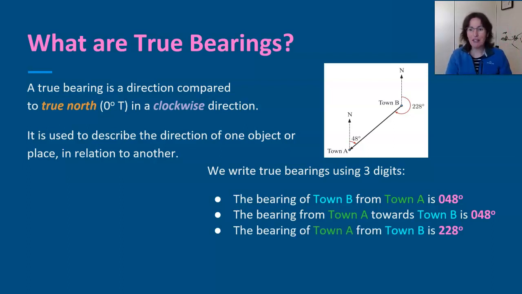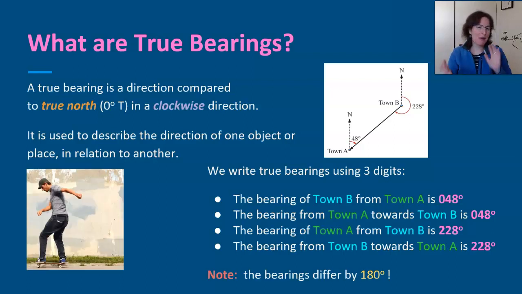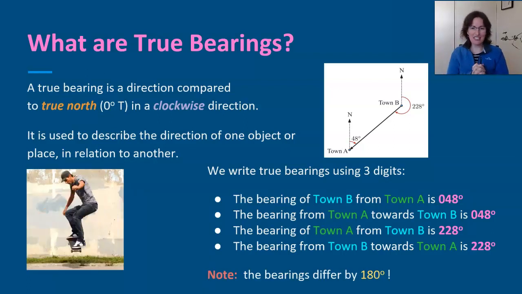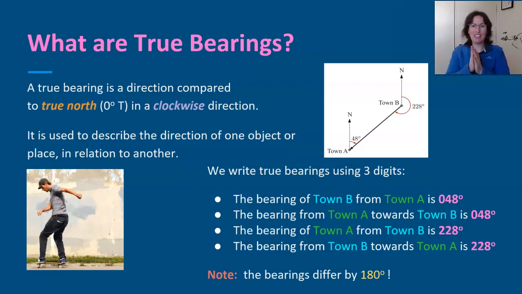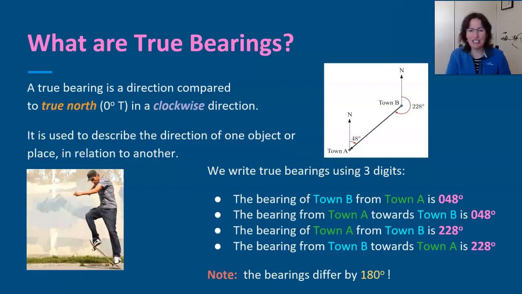What if it was the other way around? Bearing of town A from town B this time. So imagine you're standing at B, you're facing north. How far around do you have to turn in a clockwise direction so that you're now facing town A? And so that's that red circle of the 228 degrees pointing around to that line that now points to town A. Or it might be said the bearing from town B towards A is that 228 degrees. You may or may not notice that the bearings actually differ by 180 degrees. You could have a think about that in terms of if the town was 180 degrees from another town, what that would mean. But anyway, it's just something to note for now.